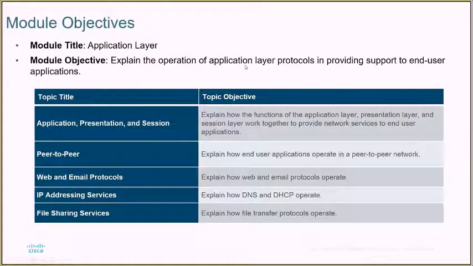So, of course, this is about the application layer. We're going to talk about, as far as the OSI model is concerned, the application, presentation, and session layers, which of course are all blended together in the TCP/IP application layer. We'll talk about how end-user applications operate in a peer-to-peer network. We'll look at the web and email protocols. We'll look at DNS and DHCP, and we'll look at how file transfer protocols operate.